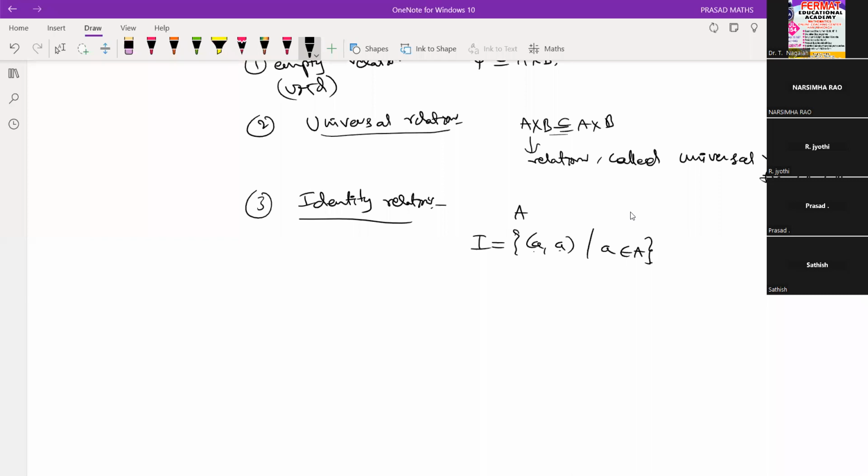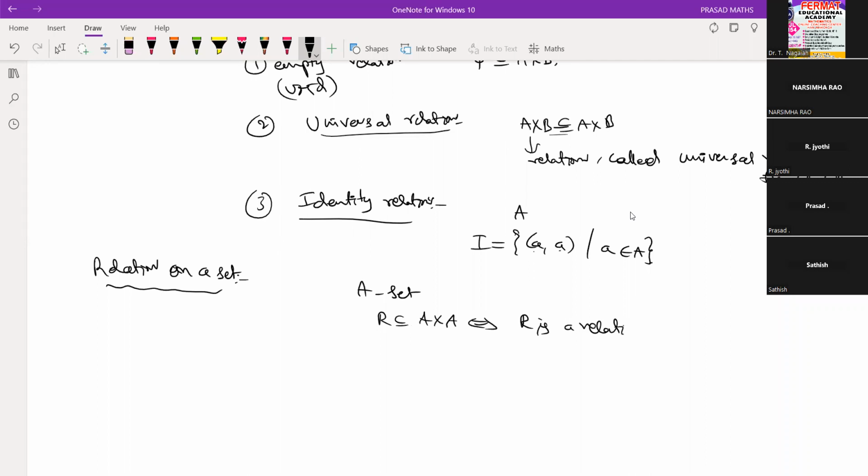So this is about the number of relations from A to B. Suppose you want to define a relation on a set. What do you mean by a relation on a set? Look at A cross A. If R is a subset of A cross A, then automatically R is a relation from A to A. That is the same as saying that R is a relation on set A.